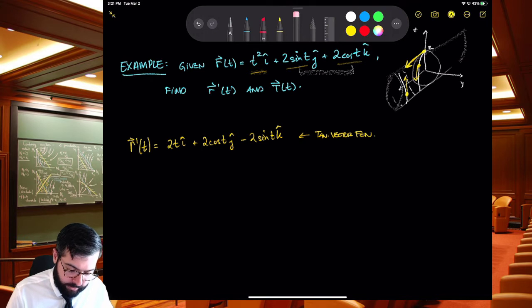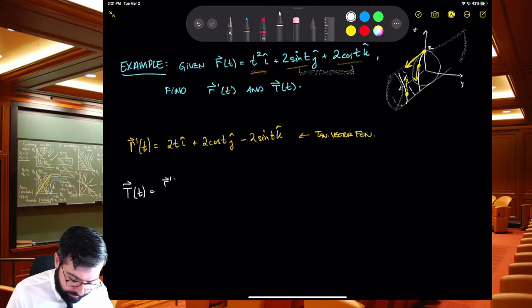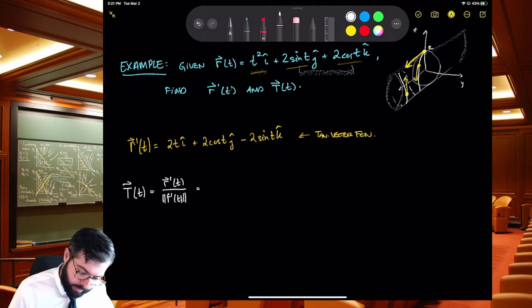And so then big T, the unit tangent vector, is r prime over its own magnitude. So we can think of this as 1 over the magnitude times r prime, with conventional scalar multiplication.